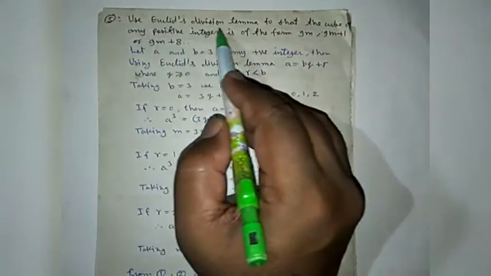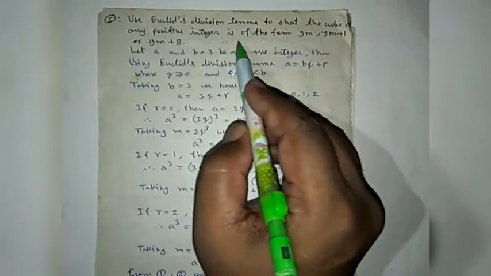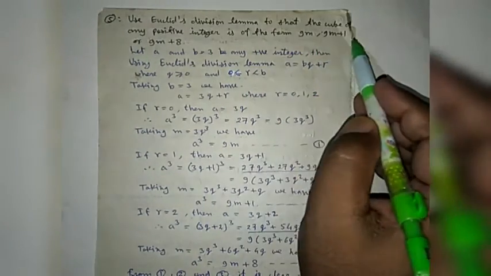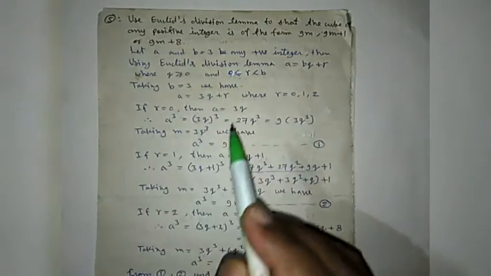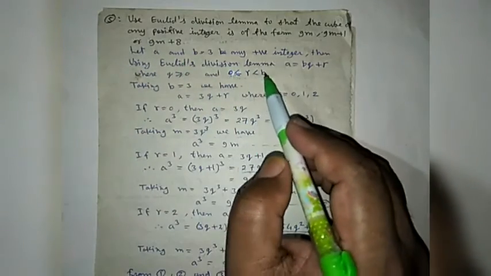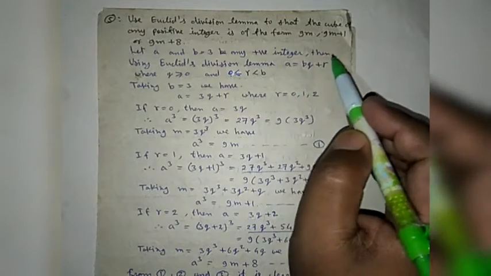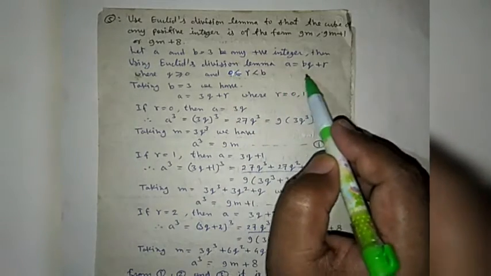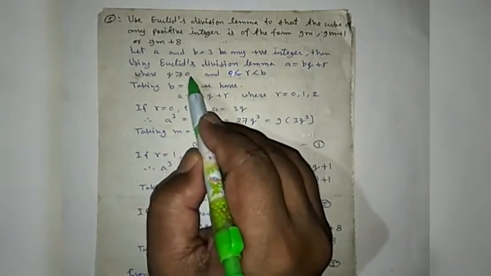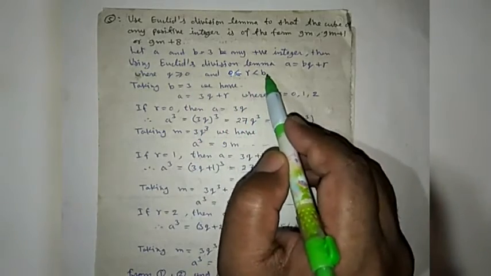So from equations 1, 2 and 3, it is clear that the square of any positive integer is either of the form 3m or 3m plus 1 for some integer m. Now we will see question number 5. In question number 5, use Euclid's division lemma to show that the cube of any positive integer is of the form 9m, 9m plus 1 or 9m plus 8. So let a and b be any two positive integers. Then using Euclid's division lemma, a equal to bq plus r, where q greater than or equal to 0 and 0 less than or equal to r less than b.